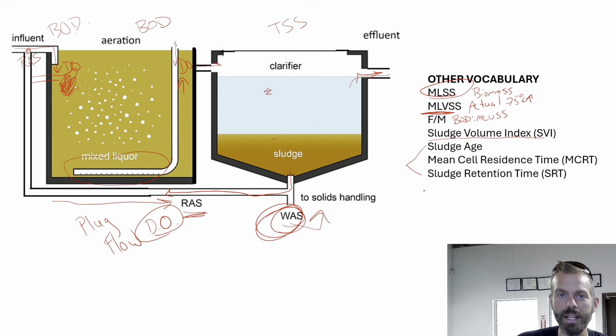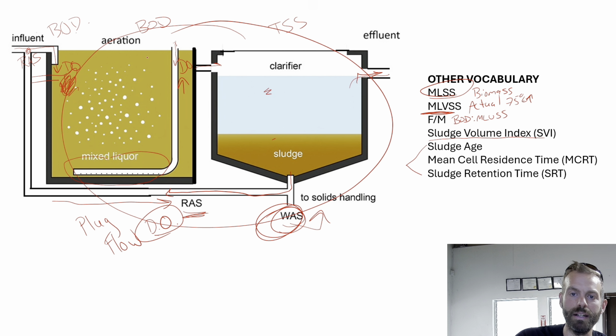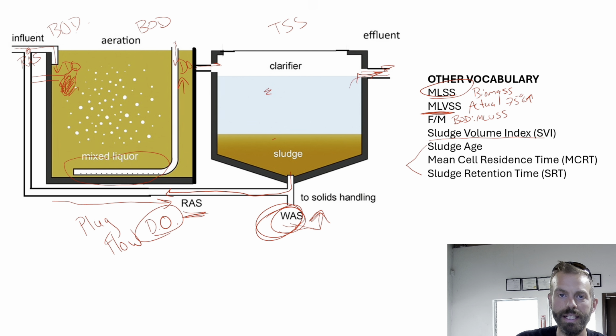MCRT in California is what we would typically consider the gold standard process control. And so this is using the MLSS in aeration and the secondary clarifier, the entire secondary system, versus the effluent TSS and the WAS wasting, the TSS you're wasting out of the plant in the WAS. And I did that math problem already. It'll be in the links below.